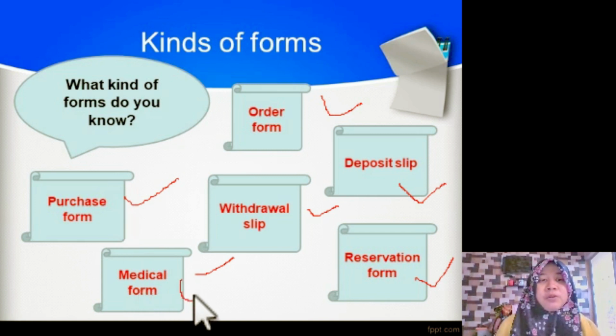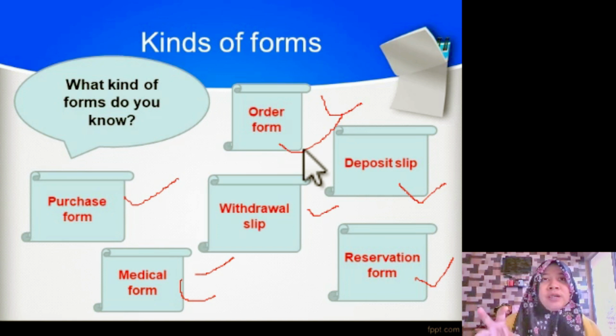And then medical form, if you want to see a doctor or go to the hospital, before you see the doctor, you have to fill in the medical form, such as your identity, and then what illness you have, and something like that. Next, order form. Order form means you want to order something. Maybe you want to go to a hypermart or supermarket, and then you want to buy some groceries. You want to buy a lot of things in the supermarket, and then you can fill in the order form first. You make a list of what kind of things that you want to buy, okay?